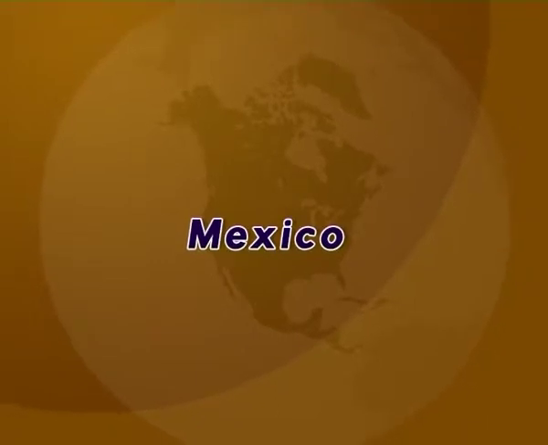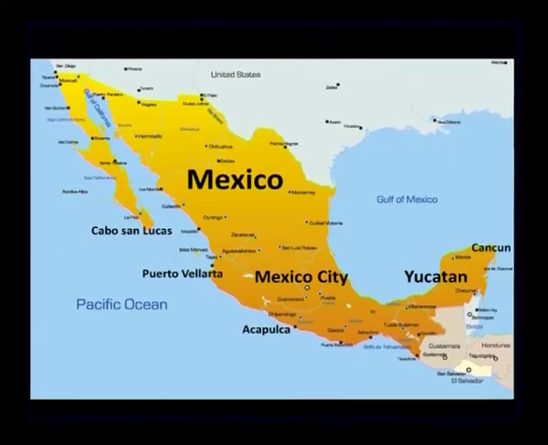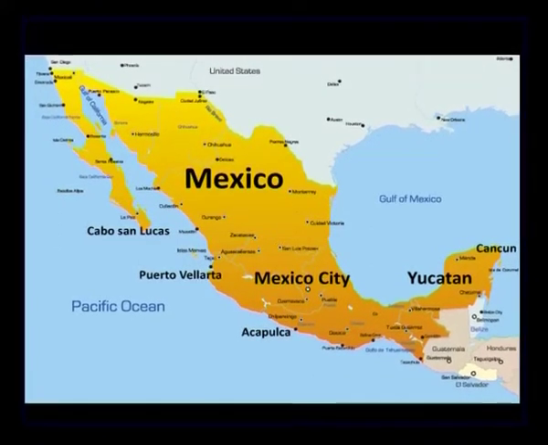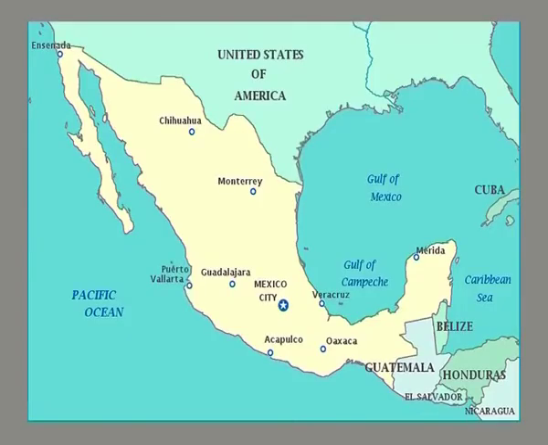Now, we will look into Mexico and its geographic features. Mexico, officially the United Mexican States, is a federal republic and sovereign nation located in North America. The country is bordered to the north by the United States, to the south and west by the Pacific Ocean, to the southeast by Belize, Guatemala and the Caribbean Sea, and to the east by the Gulf of Mexico, covering almost 2 million square kilometers.